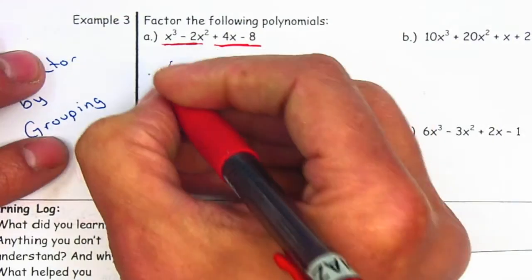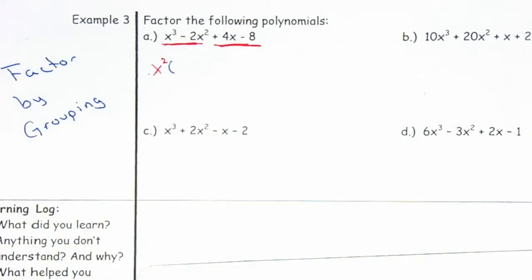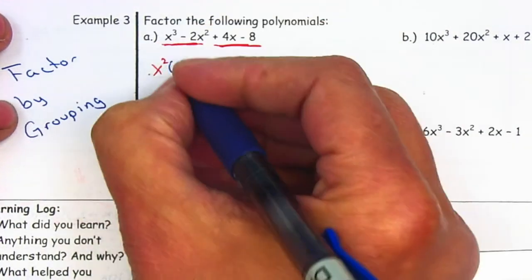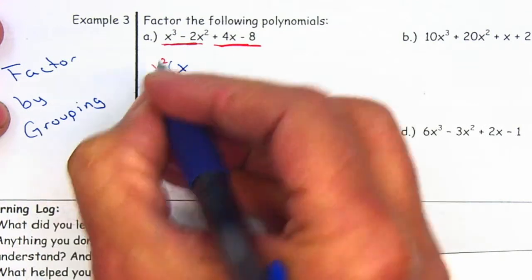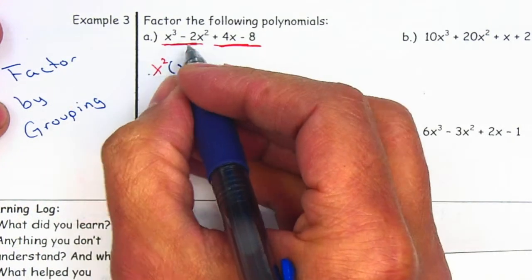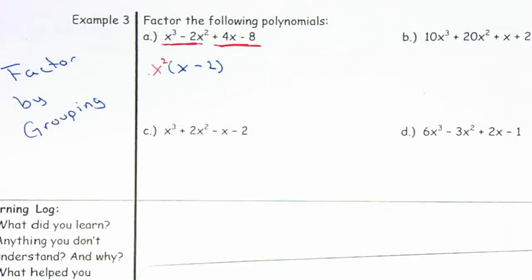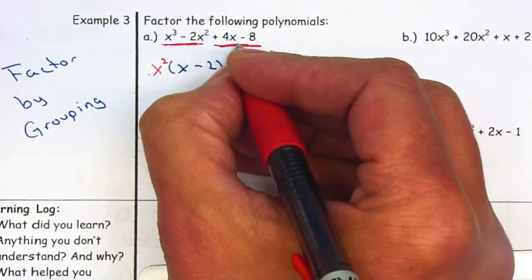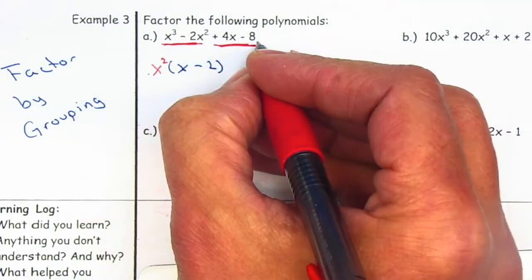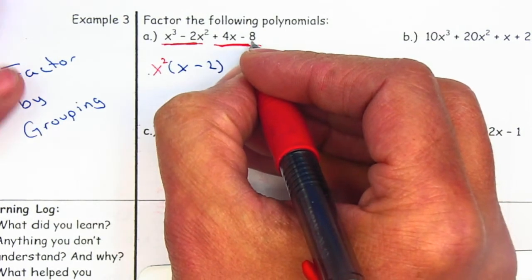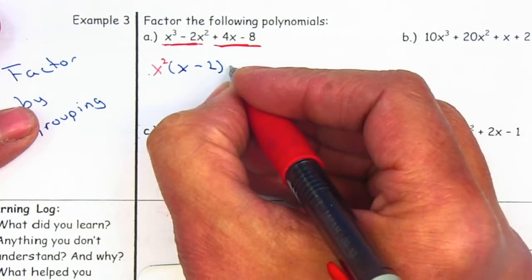So this is x squared. What do I need to multiply x squared to get x cubed? X. What do I need to multiply x squared to get negative 2x squared? Negative 2. You want to take out the common factor from the other 2 as well. So one number divides 4 and 8. That also divides 8. That'll be positive 2.